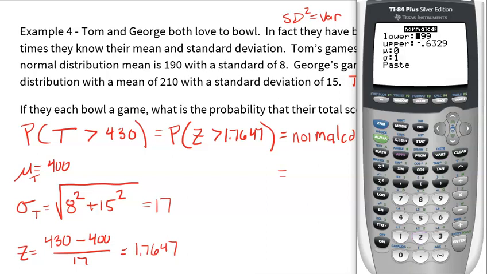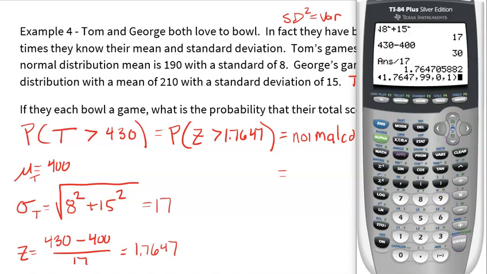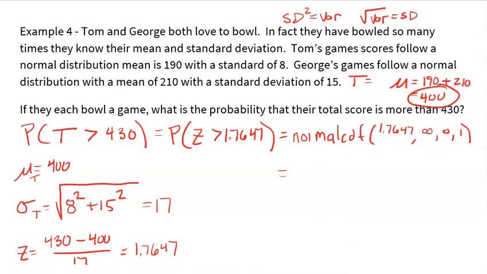All right, so here we go. I'm going to start at 1.7647. I'm going to go to 99. Remember, I do not have an infinity button on my calculator, so I'm just going to use 99 as my infinity. And I get a probability of 0.0388.